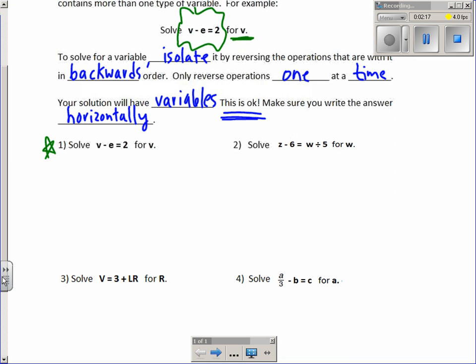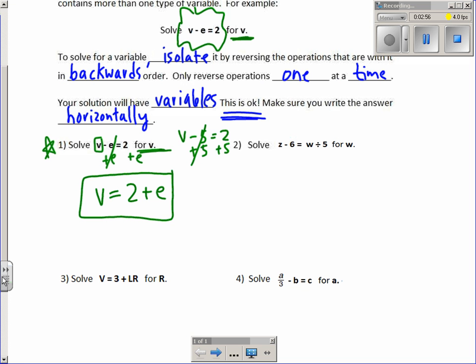All right, example one, we have v minus e equals 2. Again, we're solving for v. So that is the variable that we want to get by itself. Right now, e is being subtracted from it. Just like if this were v minus 5 equals 2, you know how you would add 5 to each side to get rid of that? We would do the same thing with the variables. So we have a minus e, so we add e to each side. Those go away, and we're left with v equals 2 plus e. No more like terms, so we cannot simplify. And that's how you leave your answer.